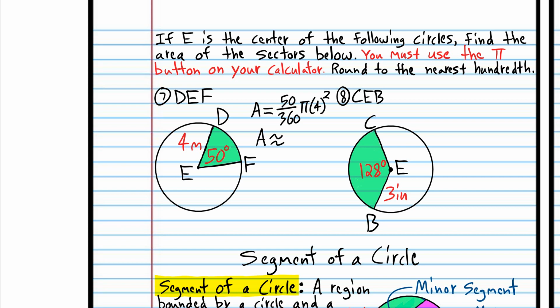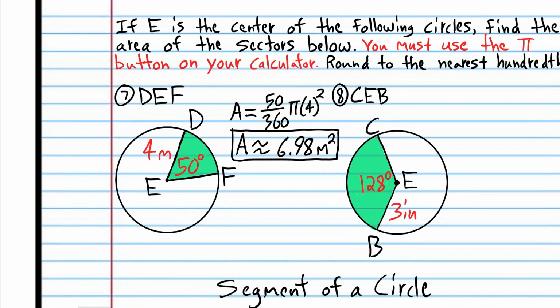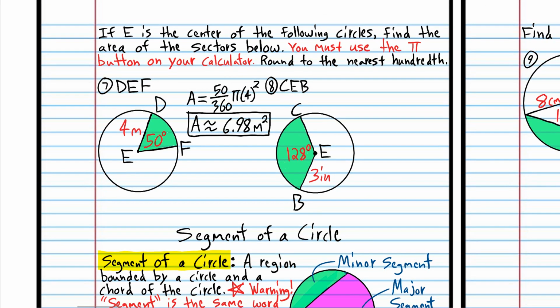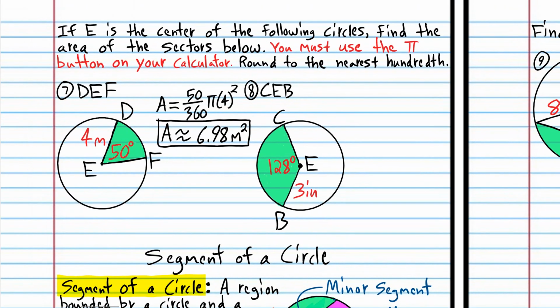50 divided by 360 equals, then times pi equals, then times 16 equals, because 4 squared is 16. So we get 6.98 square meters, and be sure that it's square meters, because this is area we're finding. And if you try to write the 4 and then the square button in your calculator, it might present some problems, so just be aware of that. So try number 8, and when you come back, we'll do it together.